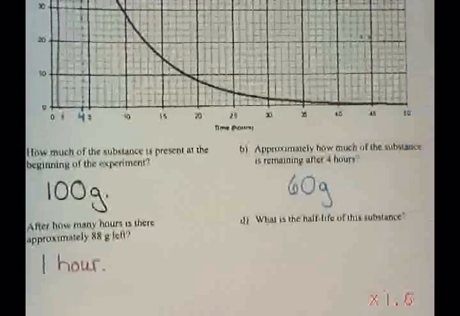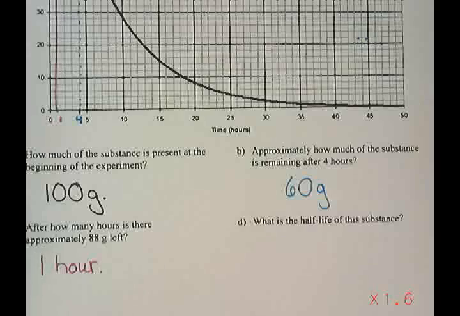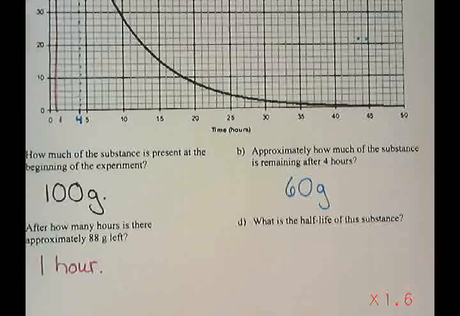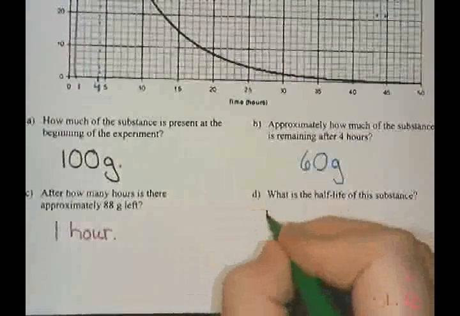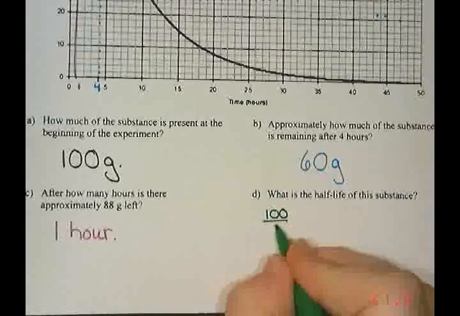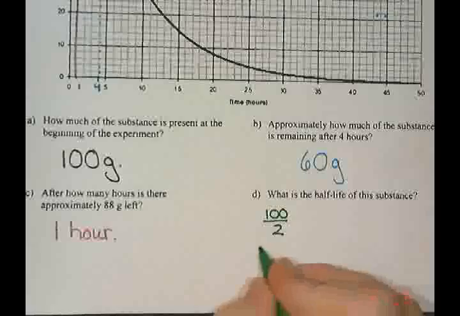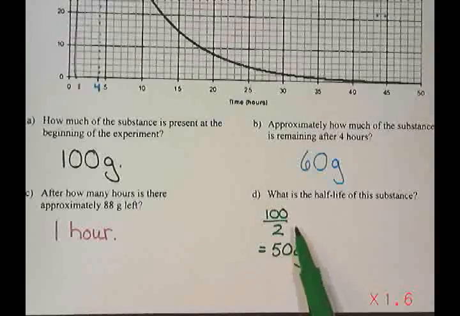All right, and the last question says, what is the half-life of the substance? Half-life is how long it takes for there to be half of the amount remaining. So one of the easiest things to do is to take the starting amount, which was 100 grams, and figure out what half of that would be. So 100 divided by 2 is 50 grams. So half of 100 is 50 grams.